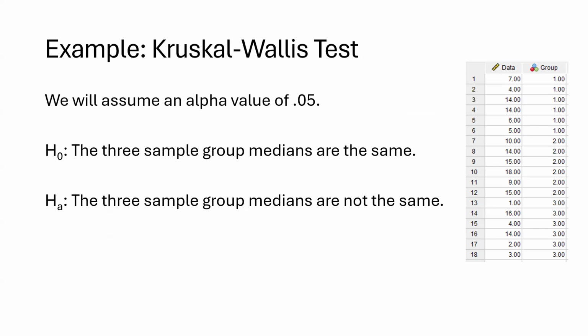We're going to assume an alpha value of 0.05. Our data is right there on the right, and we'll be doing the example in SPSS shortly. But our hypothesis is thus. For the null, the 3 sample group medians are the same, and the alternative is the 3 sample group medians are not the same.